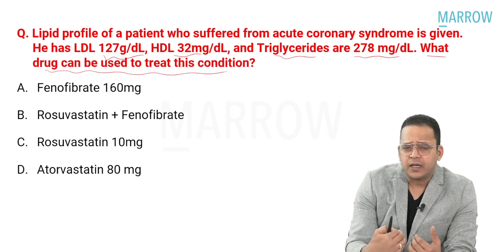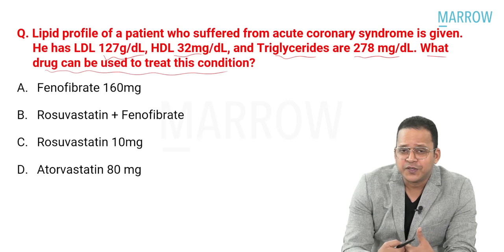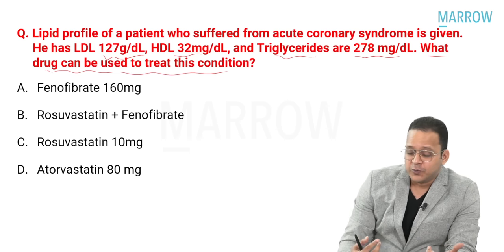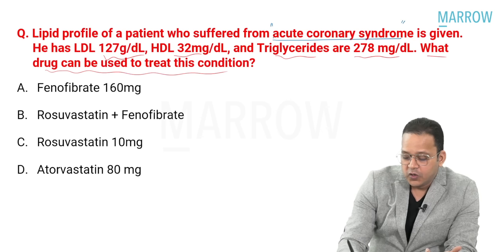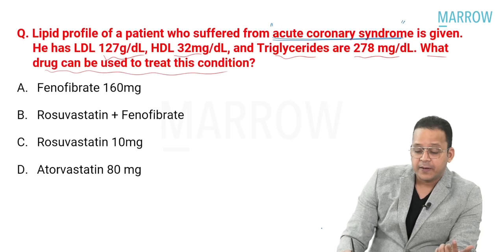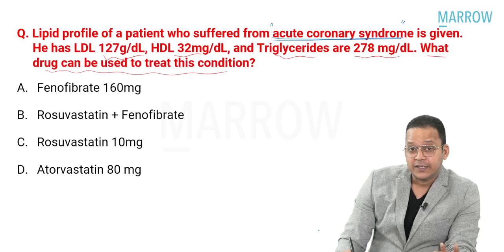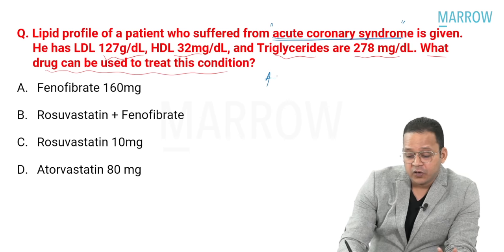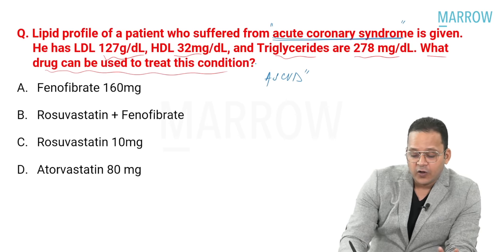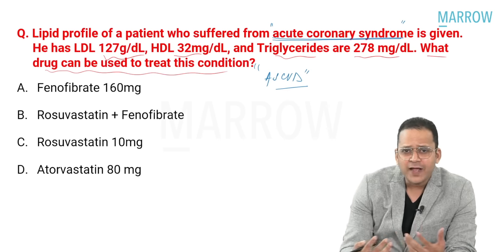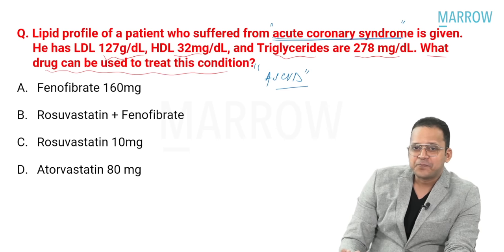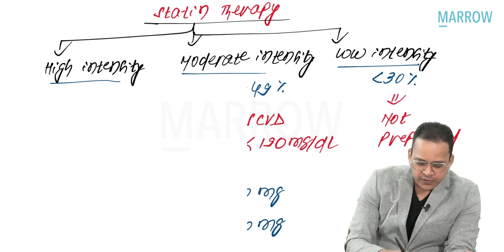Now the clue here. See, if I want to find an answer to an MCQ, I need to find the clues. The clue here is the patient has acute coronary syndrome, right? He has already suffered. That means he is a patient of ASCVD or atherosclerotic cardiovascular disease. Why does this make a difference? So let us try to understand.